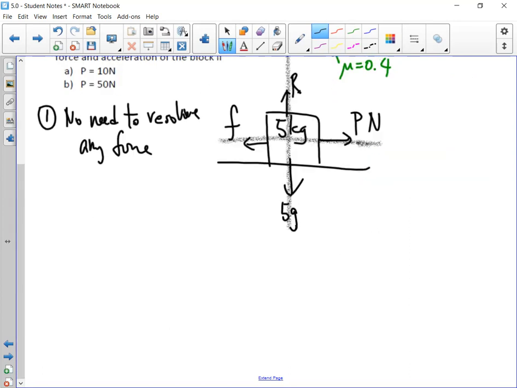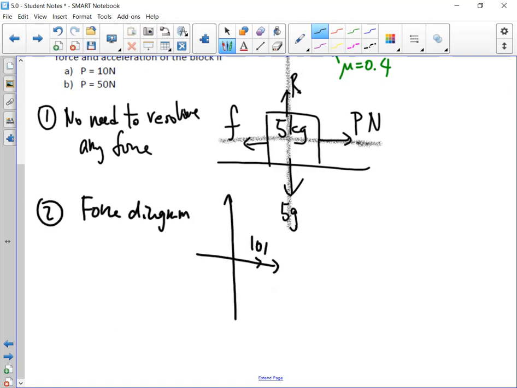Step two, force diagram. Let's put it down again. It's simply P, which is 10 Newton, we've got the reaction R, and we've got 5g. I don't like g, but 5 times 9.8 is 49. And on the left-hand side, we've got friction. Step three, find the acceleration of the block.